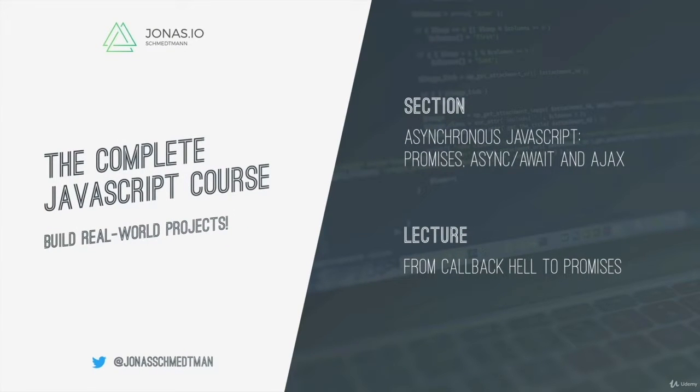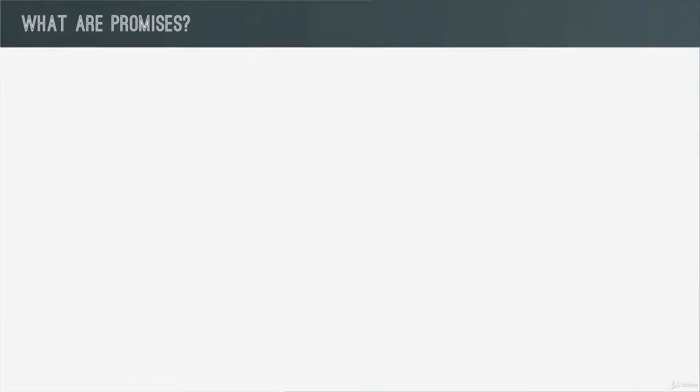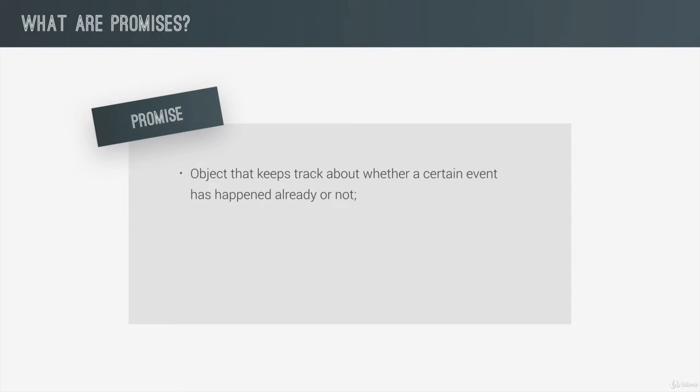In order to escape the so-called callback hell that I showed you in the last lecture, let's now learn about promises, which is an ES6 feature designed specifically to deal with asynchronous JavaScript. Now, before we start, what is a promise actually? Well, it's a complex topic and it's easier to understand in practice, but in simple terms, a promise is an object that keeps track about whether a certain event has happened already or not. And if it did happen, then the promise determines what happens next.